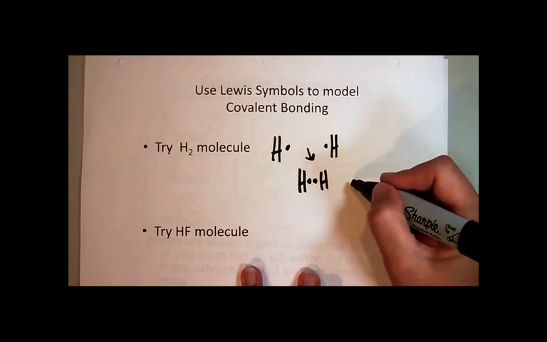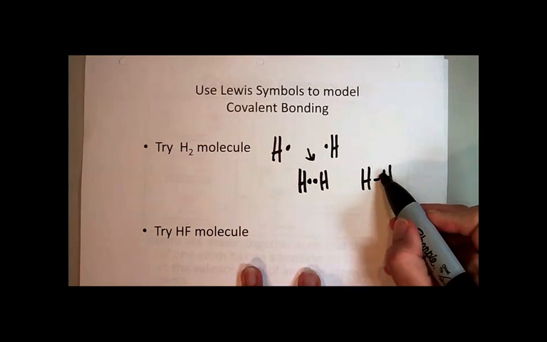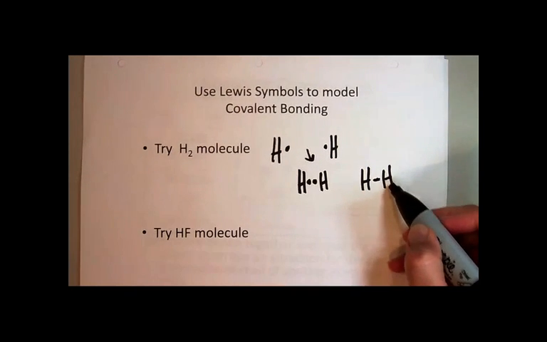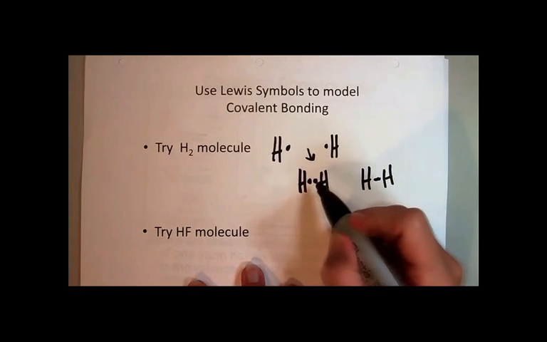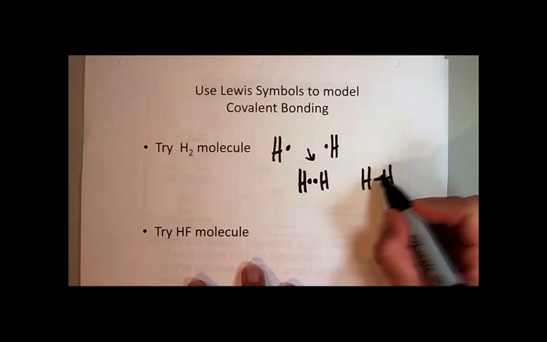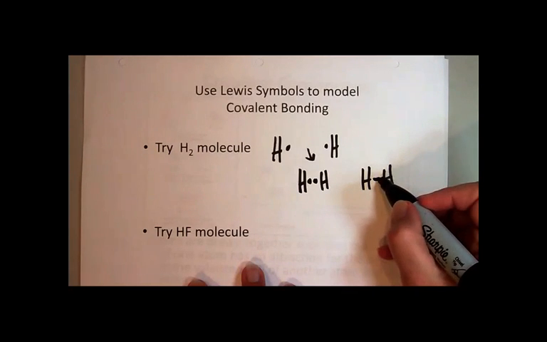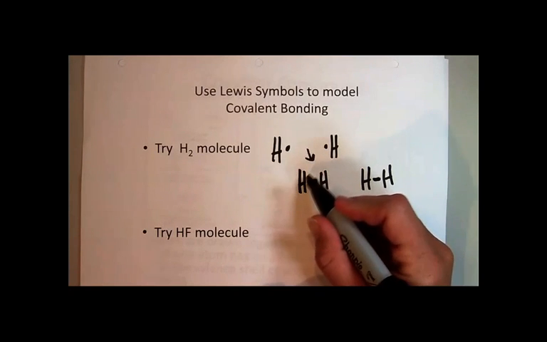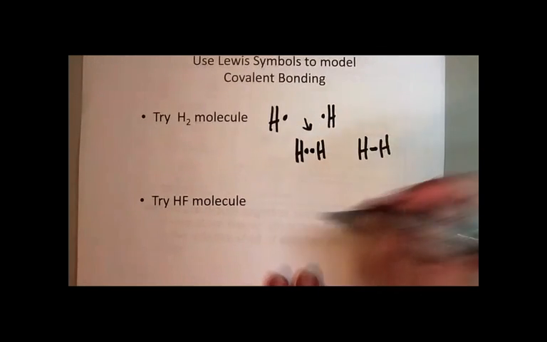And another way to draw this is like this. We use these little dashes between elemental symbols to indicate a shared pair of electrons. It's very important to know that this little dash means something. It's a chemical bond. It's a particular type of chemical bond. It's a covalent bond indicating a shared pair of electrons.